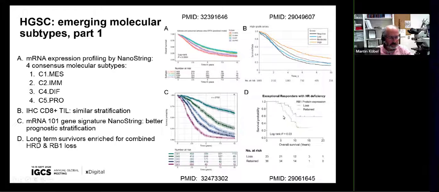While mRNA expression profiling assesses mostly the microenvironment, it's interesting to note tumor intrinsic factors. In this study from David Bowtell's group, the combination of HRD with RB1 was enriched in long-term survivors, and even in a subset of exceptional responders, which are characterized by long progression-free survival, this combination predicted a higher chance of survival.